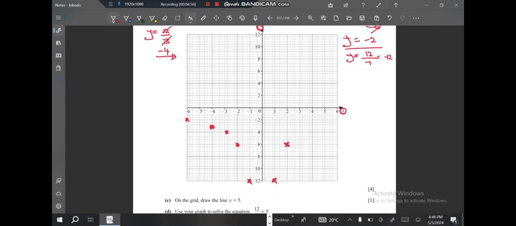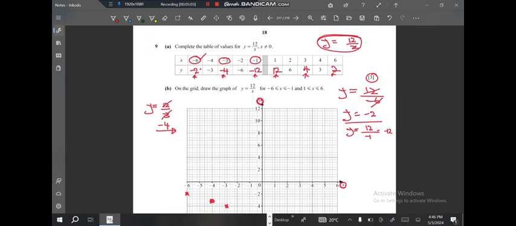No, not that one. Sorry. I'm plotting 2 and minus... Okay, it's 1 and 12. Sorry. 1 and 12, it's here, right? And 2 and 6 is here. Then 3 and 4 is here. Then 4 and 3, it's almost here. Then 6 and 2, it's here. So after plotting, you're going to draw.